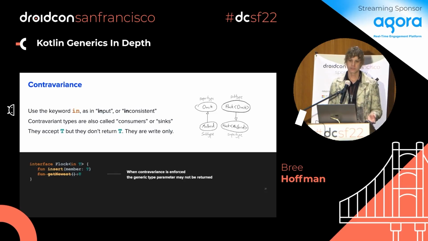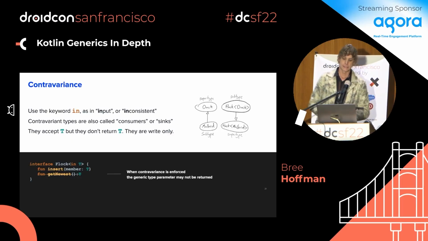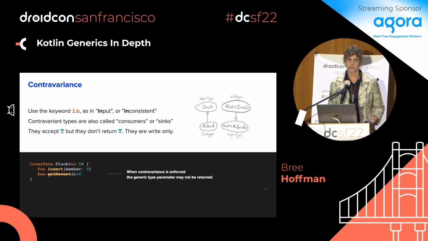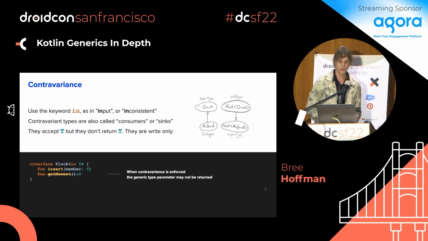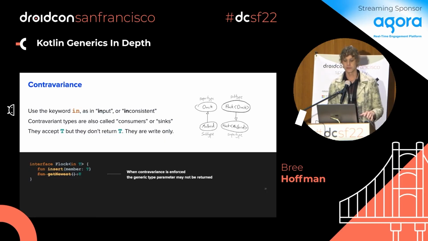There's a bunch of different mnemonic devices you can use. Hopefully one of these resonates with you. Contravariant types are also known as consumers or sinks, and that's because they're write only. You can only put things into them. If you were to specify the contravariance on the type parameter t, you would not be allowed to add any methods to this interface which return that type. And the compiler would enforce that on you. And in that way, you would know that a flock of mallards is a supertype of a flock of ducks. Kind of weird, but that's how you enforce it.